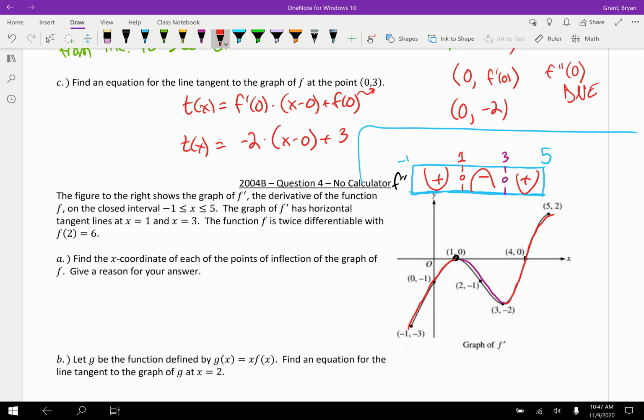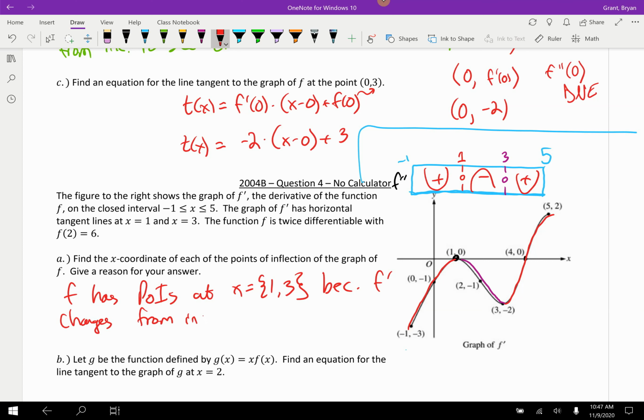And then we just need some justifications: the x-coordinate of each. So f has points of inflection at {1, 3} this time. I always use those curly braces to list things. We don't want to use brackets or parentheses because we use those for intervals. At 1 and 3 because f prime changes from increasing to decreasing or vice versa. Increasing, decreasing, or vice versa. Good. At those points, I'm just going to rewrite this, it's a little more specific.